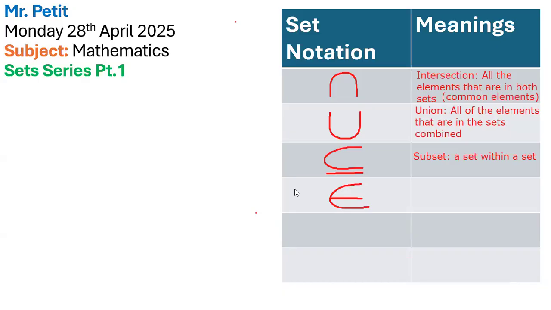All right, so this is what we're going to call the symbol. Do you know what this is? Element of. Very good. So we say that this is an element of. Okay, so let's write it down. This is going to be "is an element of." That means it belongs to it, okay?